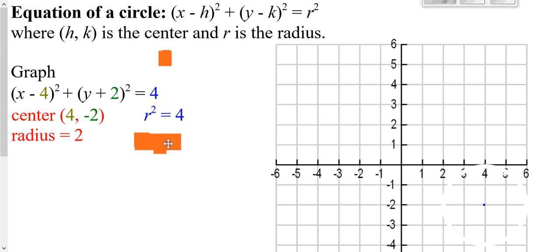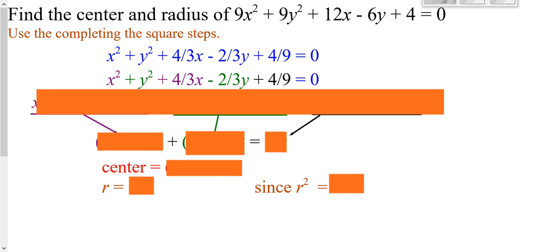So I would go ahead and go to my center, which I have over here, put a point to the right, put a point down, put a point to the left, put a point up. Then I would do a rough sketch of a circle going in between all those, and we would get this shape here. So here is also the equation of a circle.